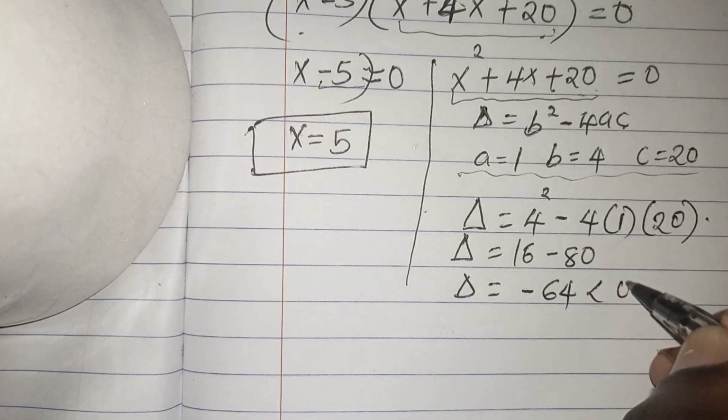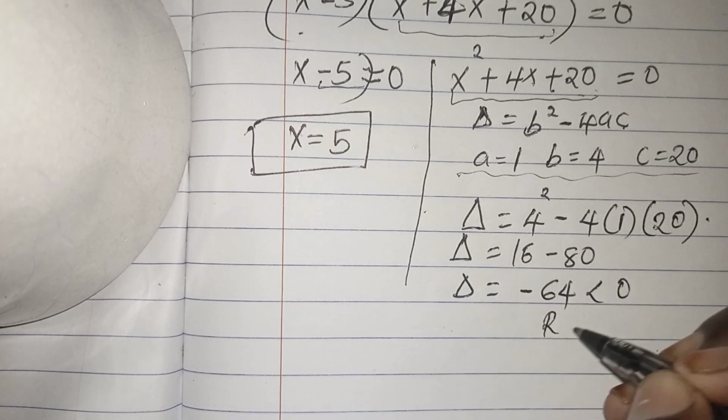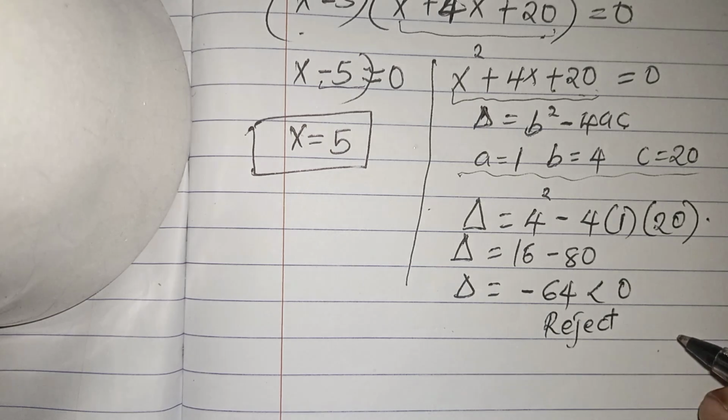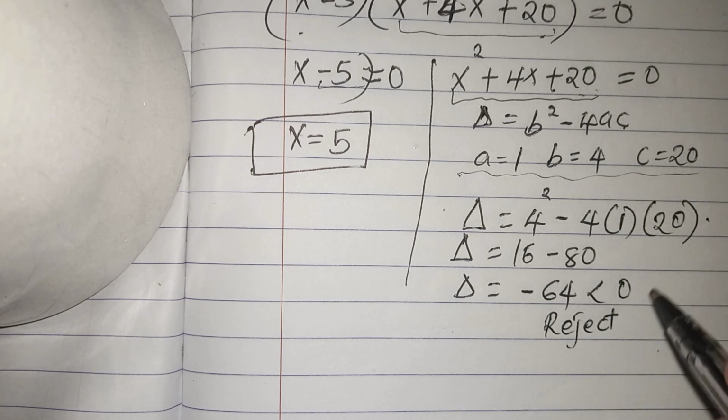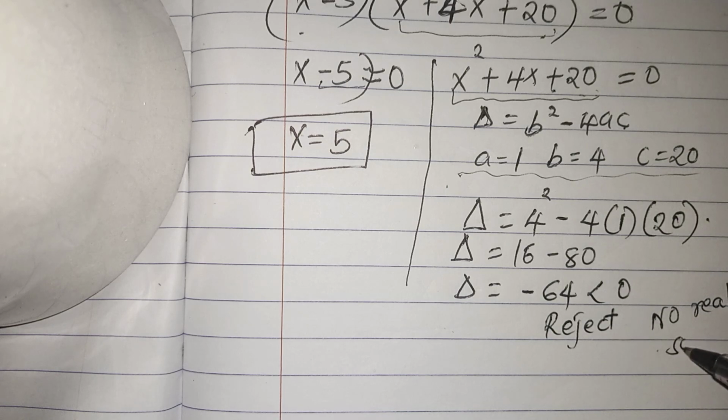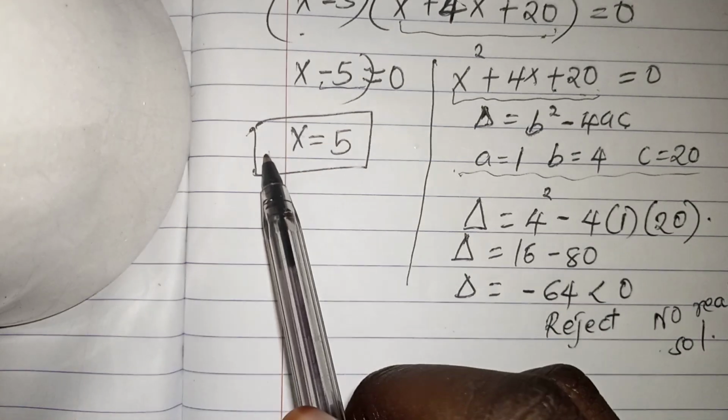So we are going to reject this. Negative 64 is less than 0, so this will not give us a real situation. It will give us imaginary values. So we are going to reject this because there is no real solution. So we have x is equal to 5.